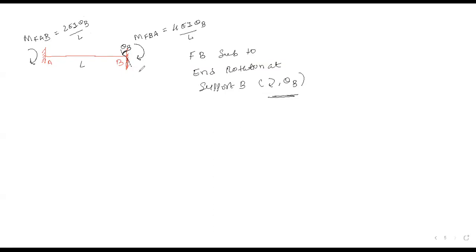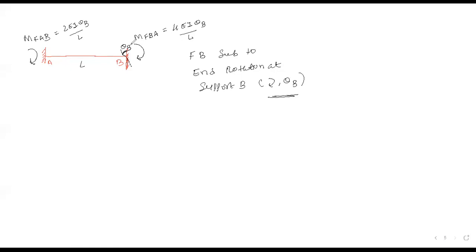I hope it is clear to all of you. Please consider that here I have considered clockwise rotation. That's the reason both moments are clockwise. Now, chalo, let me discuss some more detail for this condition. We have mentioned clockwise rotation.